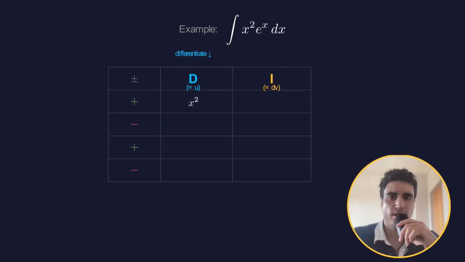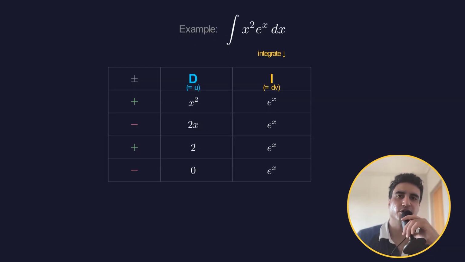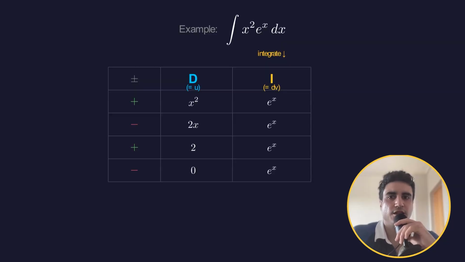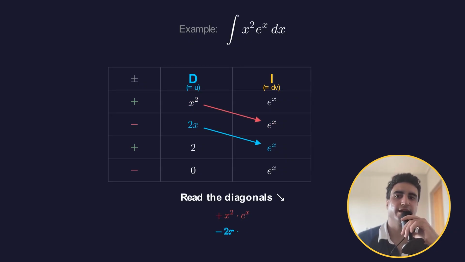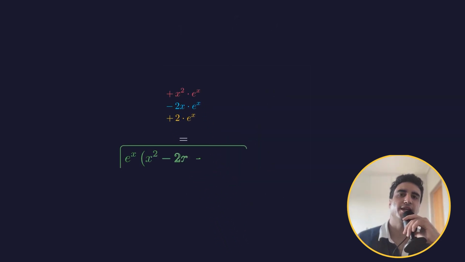But anyway, what you need to do here is differentiate the D column down until you get to 0. Meanwhile, you integrate the integration column the same number of times, but you stop when you get to 0 on the differentiation column. Then you read the answer by going diagonally. You multiply each D entry by the I entry one row below it, apply the sign and add everything up.